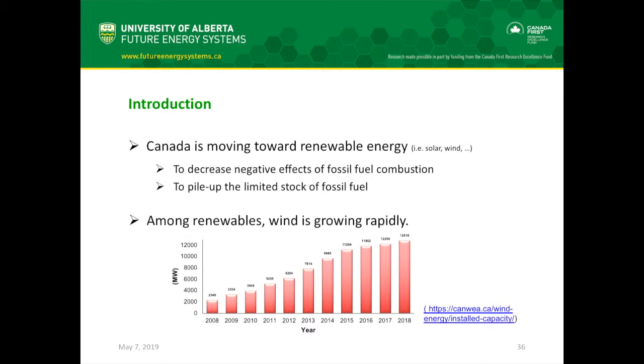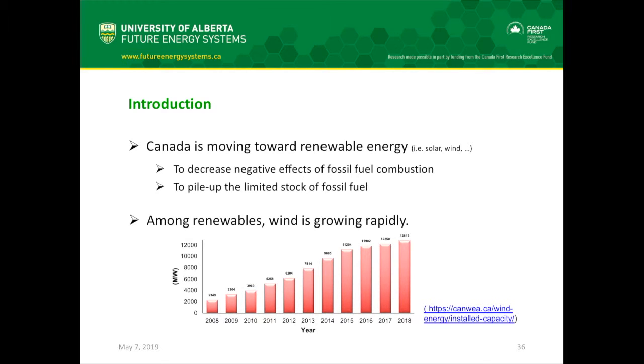Canada and the world are moving toward the usage of multiple sources of renewable energy infrastructure, such as wind and solar farms. There are two reasons for that. The first one is to reduce the negative effect of fuel combustion. The second reason is to preserve the limited stock of fossil fuel to make it sustainable for other generations.